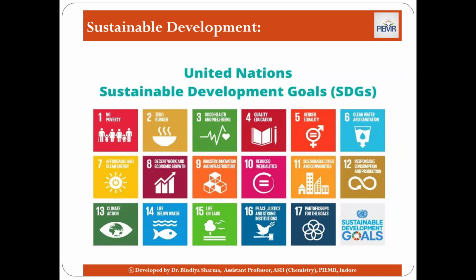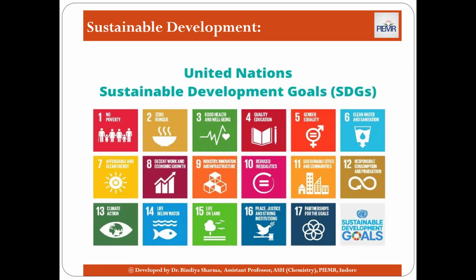So first is no poverty, then zero hunger, good health and well-being, quality education, gender equality, providing clean water and sanitation to everyone, affordable and clean energy resources should be developed, and then decent work and economic growth should also be achieved by nations. Industry, innovation, and infrastructure developmental activities are to be made. We should reduce the inequalities which prevail in our societies. Sustainable cities and communities should be developed. We should also focus on responsible consumption and production.